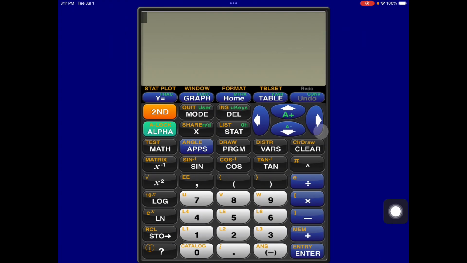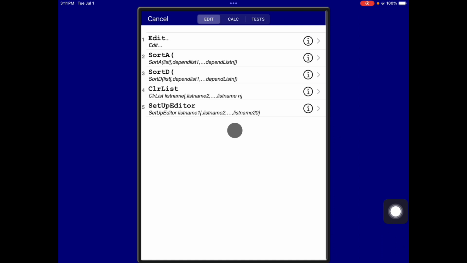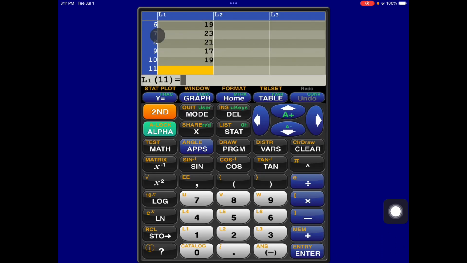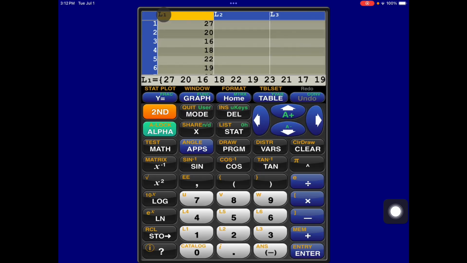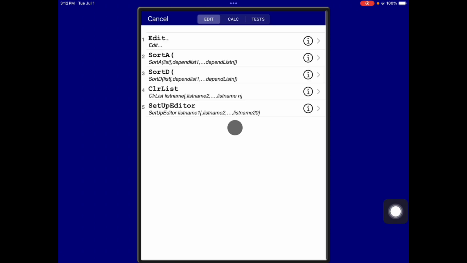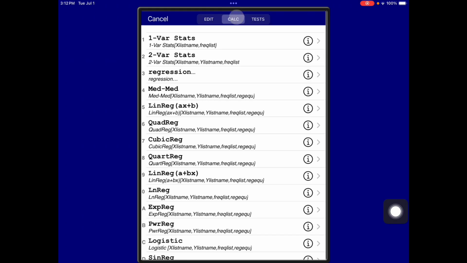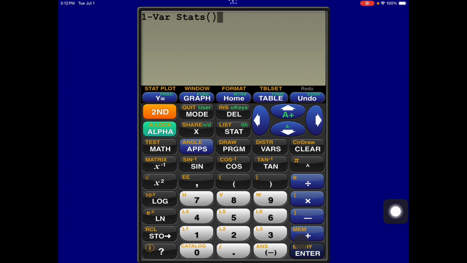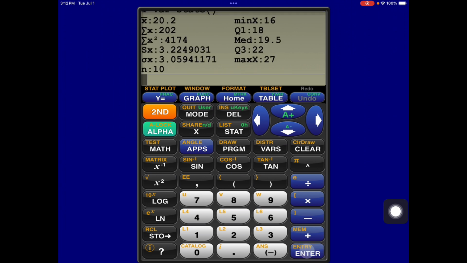For fertilizer A on our calculator, we're going to go to Stat, Edit, and in L1 we need to type all of only the fertilizer A values that we have. Double check those numbers to make sure they're done correctly. Then select your Stat button again. Scroll right to Calc, go to 1-Var Stats, and select Enter. From here, you'll notice that you get your 5-number summary. 16 as our min, Q1 is 18, median's 19.5, Q3 is 22, and our max is 27.